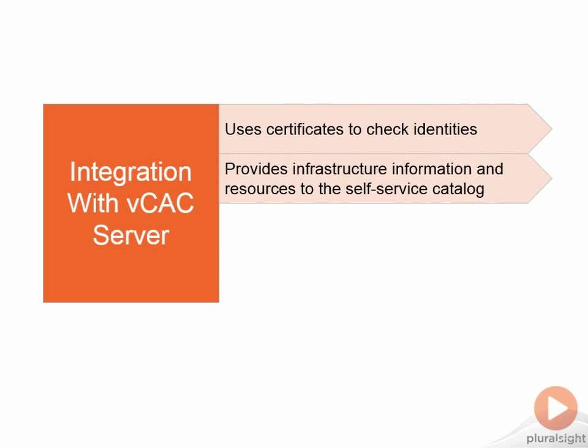Next, it provides infrastructure information and resources to the self-service catalog. So you'll notice some of the options when you're requesting, whether it's virtual machines or applications, some of the information that requires underlying infrastructure, that comes from the IaaS components. It's what populates those clusters and those resource pools. That's pulling all the information from external endpoints and publishing it to the self-service catalog.